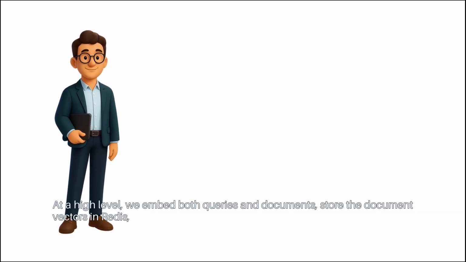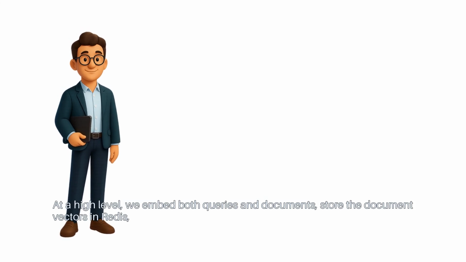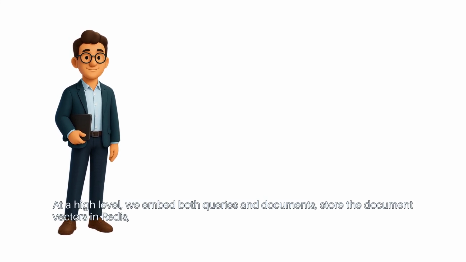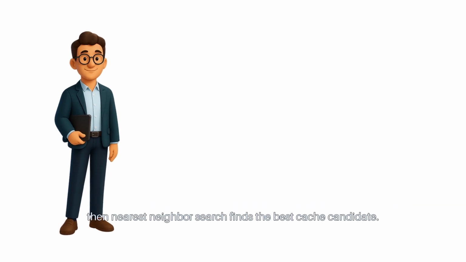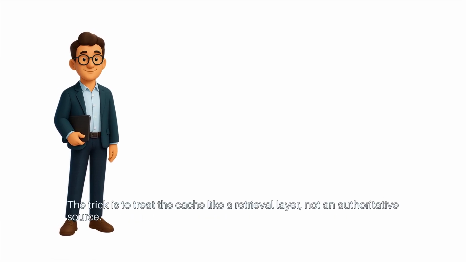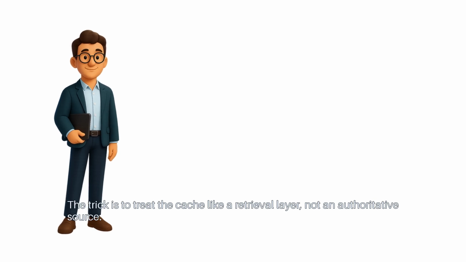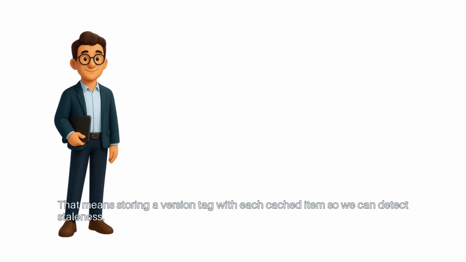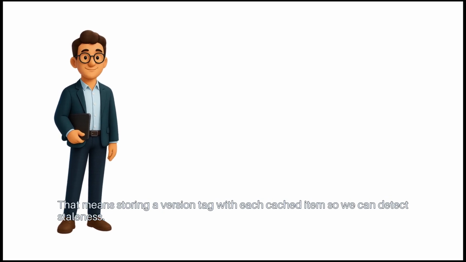At a high level, we embed both queries and documents. Store the document vectors in Redis. Then nearest neighbor search finds the best cache candidate. The trick is to treat the cache like a retrieval layer, not an authoritative source. That means storing a version tag with each cached item, so we can detect staleness.